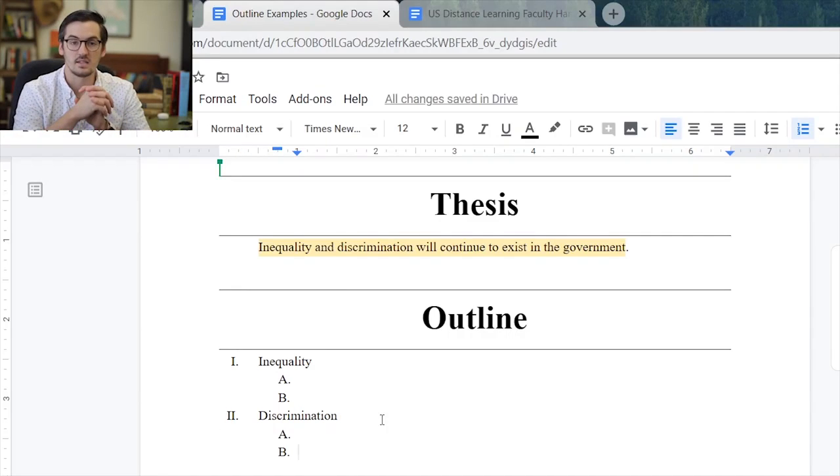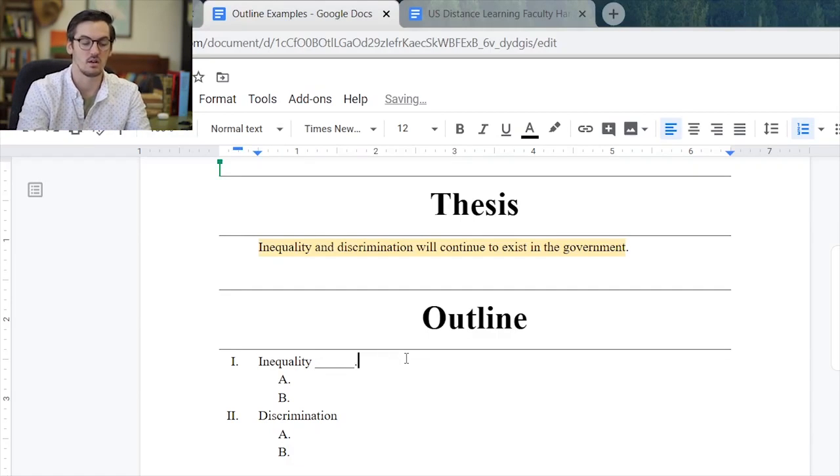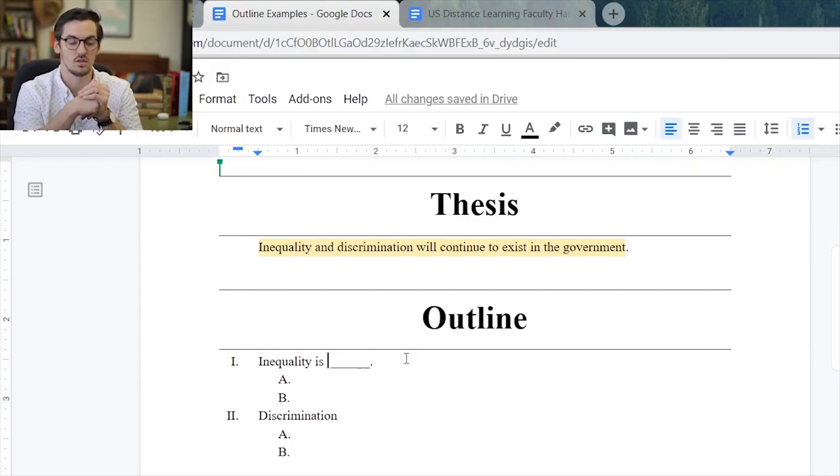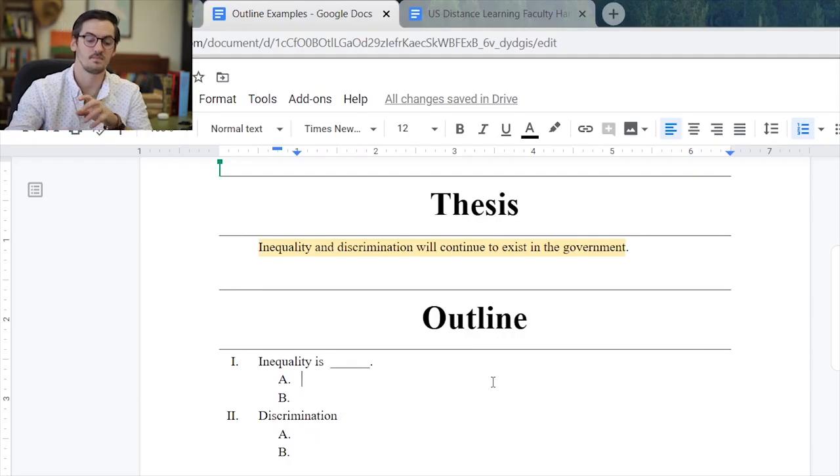And lastly, all of your points need to be complete sentences. So don't just give me a topic like inequality, but say something about it. Inequality is something. And you should relate it to your thesis, which is talking about how they will both continue to exist in the government. One more point is that your subpoints, A and B, should always be related to what's going on in the main point. So you might use A and B as a chance to expound on examples that talk about inequality, but they should definitely be related to each of their own main points in the Roman numerals 1 and 2.